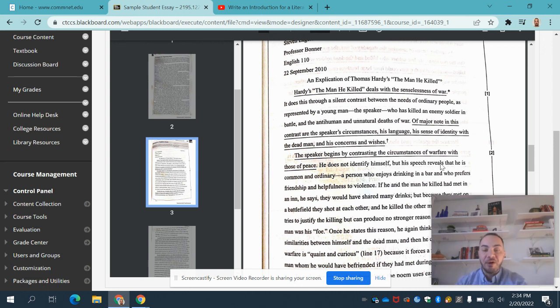The second body paragraph will talk about the contrast of his language. The third body paragraph will talk about the contrast of identity, and so on and so forth. So again, I'm just going to encourage you to really take a look at this student example and to use it as a model to imitate when you are working on your own papers.